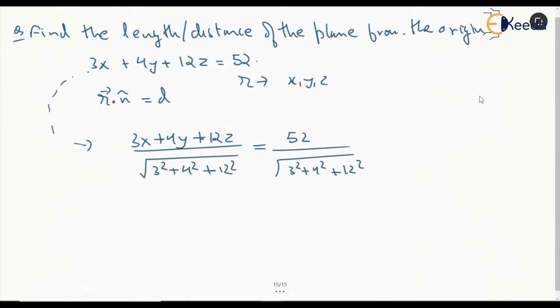Because this is not in the standard form of equation. This is the standard form of equation where the normal vector is supposed to be a unit vector. Here, the components 3, 4 and 12 are direction ratios. They are not the components of a normal vector.